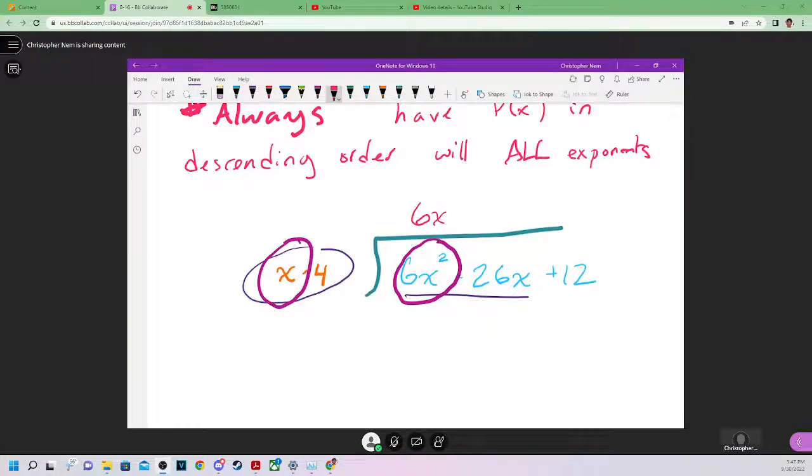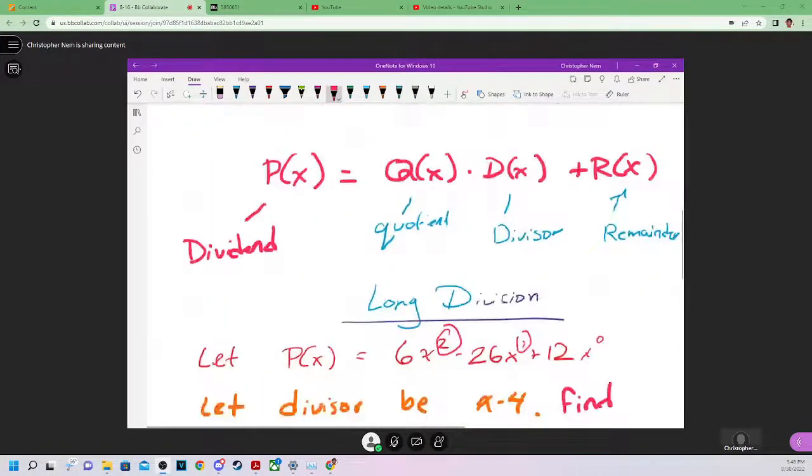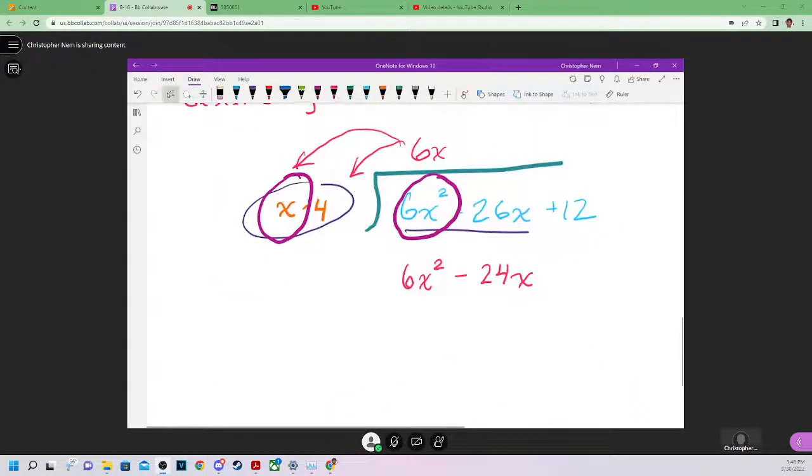Once you have that piece of your quotient, now you're going to actually distribute this out, because remember, in long division, we multiply. However, I have other pieces besides just one term. So I need to multiply both terms by 6x. Multiply them both out. I should get 6x squared minus 24x. Let me just see if this is right. Yep, minus 24x. Now, I like to use parentheses so I don't mess up.